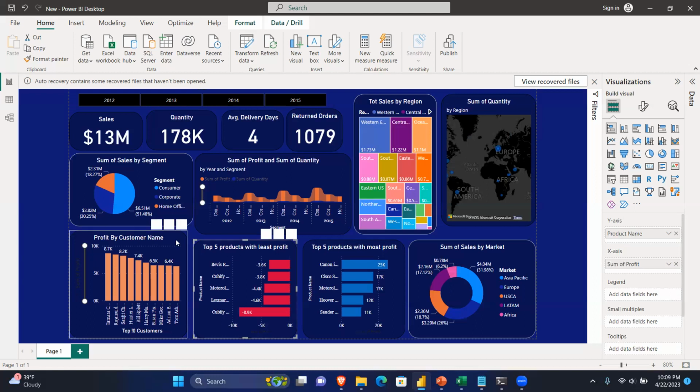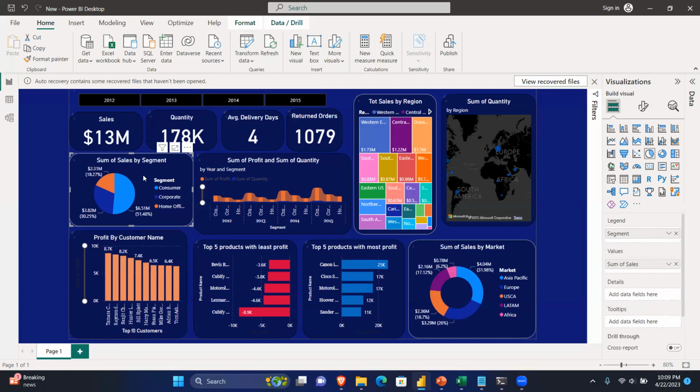So next, we have a graph which shows the total amount of profit. It shows the customer name which brought the most profit to the company. We have the top 10 customer names right here. If you can see, the first name is Tamara Chan, which brought a profit of around $8,600. So this customer, I think, bought the most products from the company, and the company got a profit of around $8,600 from this specific customer. So these are the top 10 customers that the company had the most profit from.